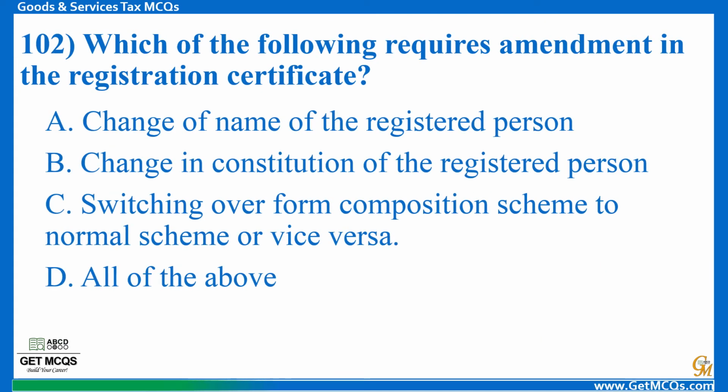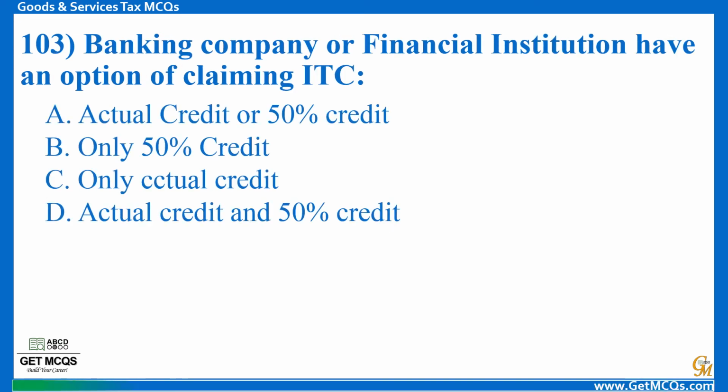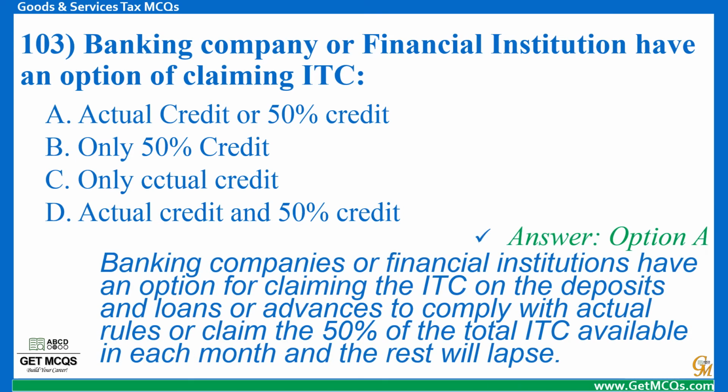102. Which of the following requires amendment in the registration certificate? Answer: Option D. 103. Banking company or financial institution have an option of claiming ITC. Answer: Option A. Banking companies or financial institutions have an option for claiming the ITC on the deposits and loans or advances to comply with actual rules or claim the 50% of the total ITC available in each month and the rest will lapse.